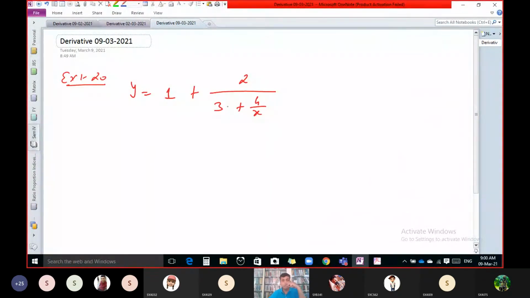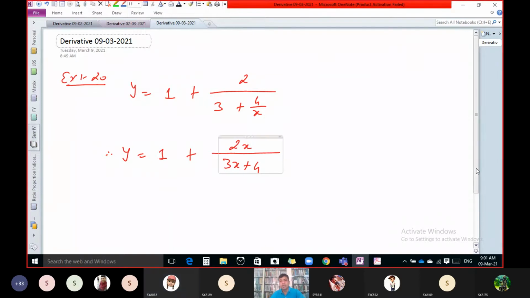So first step, instead of starting the derivative, it's better to simplify this. How to simplify? Take x LCM. If we take x LCM, what do we get in the denominator? 3x plus 4. And what do we get in the numerator? 2x. Correct, 2x.